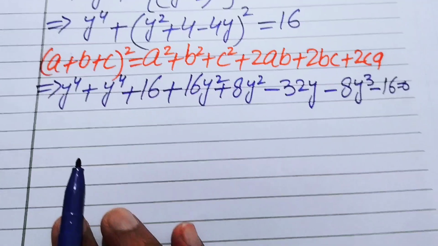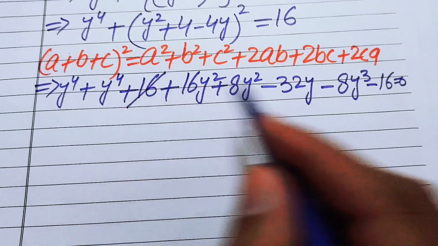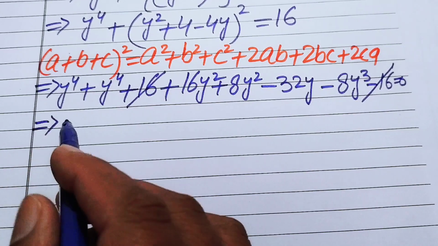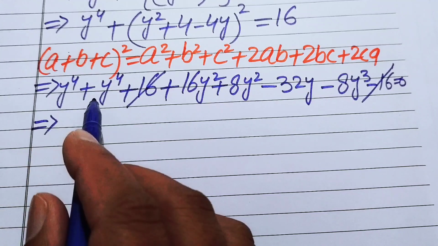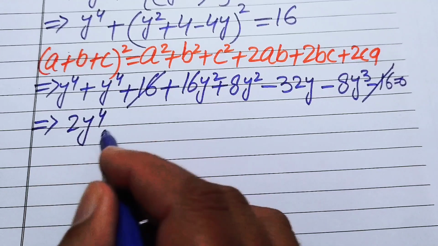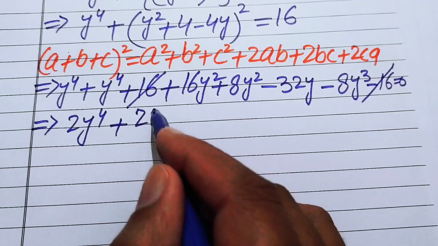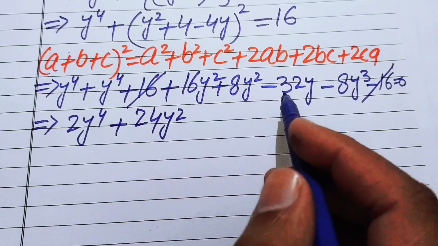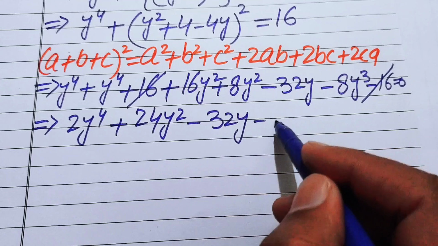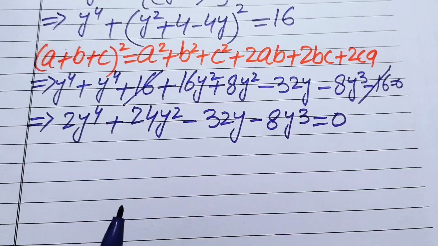In the next step you will see the plus 16 and minus 16 are gone, and we sum up the like terms. Here we add y^4 plus y^4, which equals 2y^4, and we add 16 plus 8 and you get 24y^2, and here we have −32y and −8y^3 equals 0.